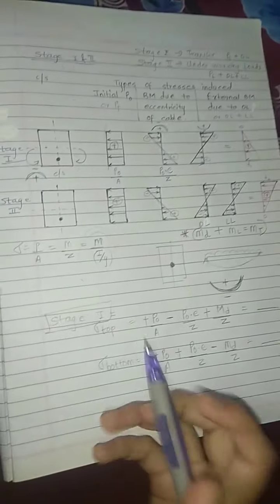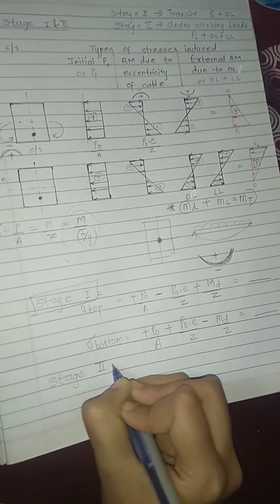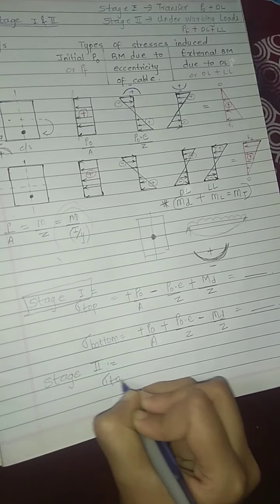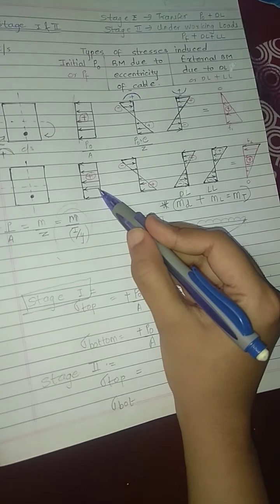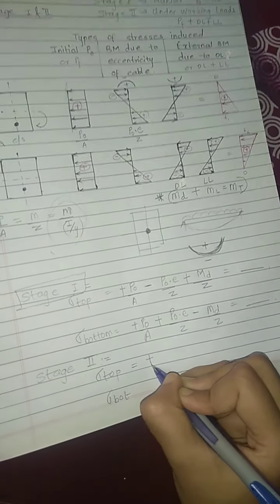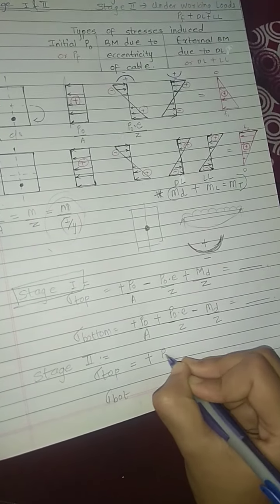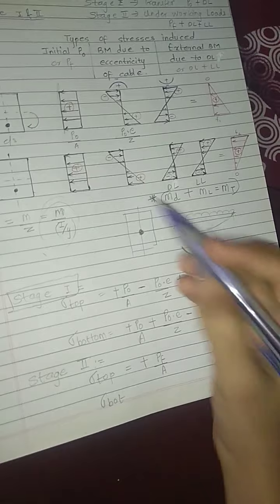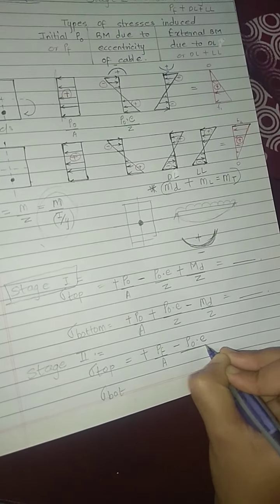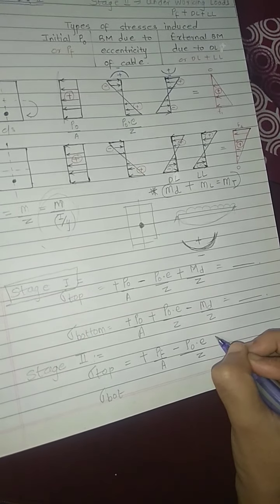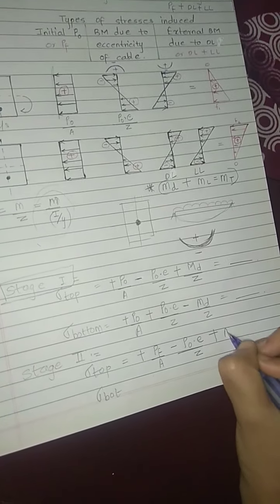So while calculating for stage 2, sigma top and sigma bottom. Let's see now. Initial pre-stressing force is always positive, but for stage 2 we take the final pre-stressing force, which is PF upon A. Eccentricity same, minus P0, same concept as explained earlier for stage 1, plus. Now here instead of MD we take MT.